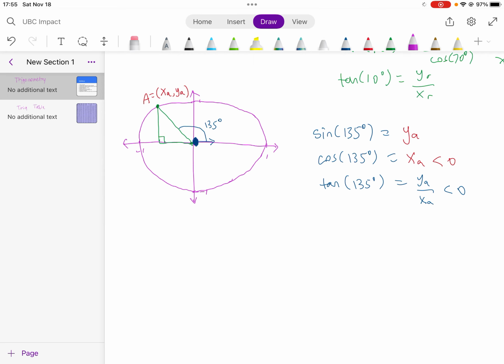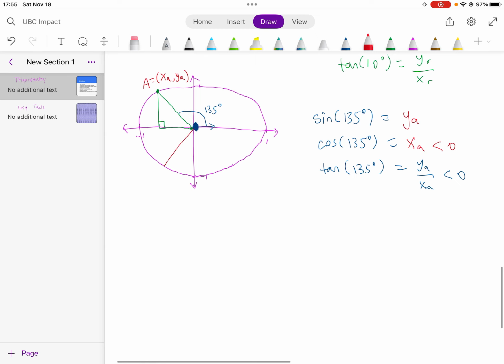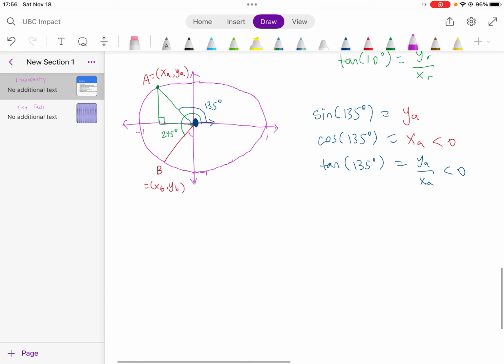Okay. In the third quadrant, call this point B, equal to XB, YB. In the third quadrant, you still have to draw your angle all the way from here. So this angle right here, let's say this is 245 degrees, because why not? Note that this angle right here is 270 minus 245, that would be 25 degrees. But anyway, we're going to be reasoning about 245 degrees.